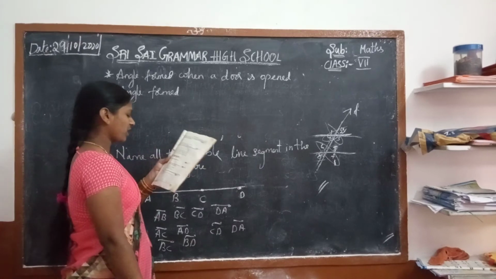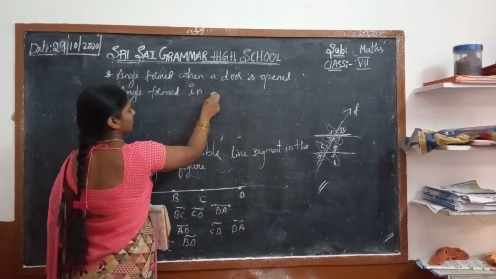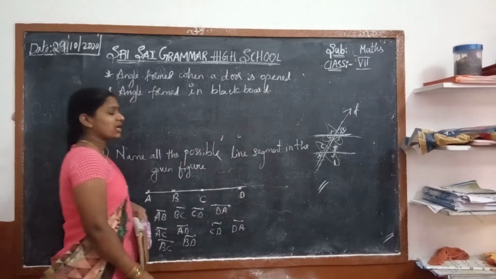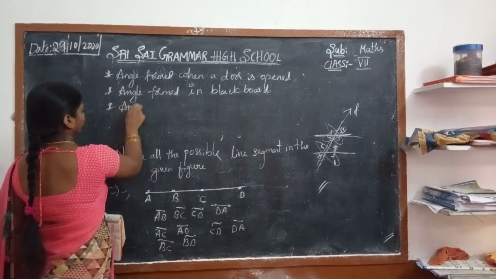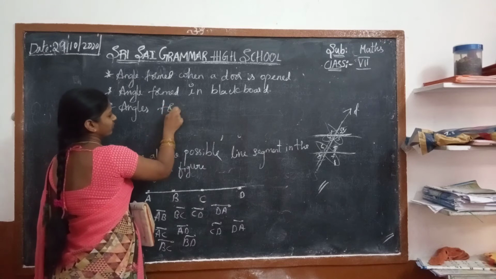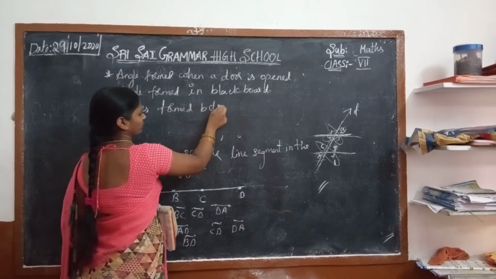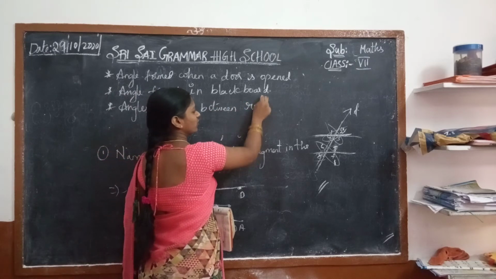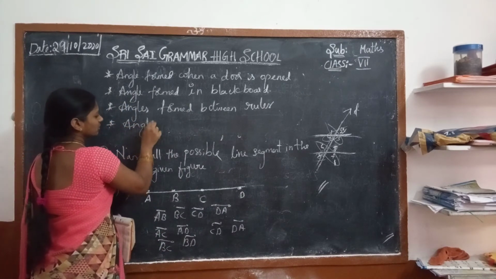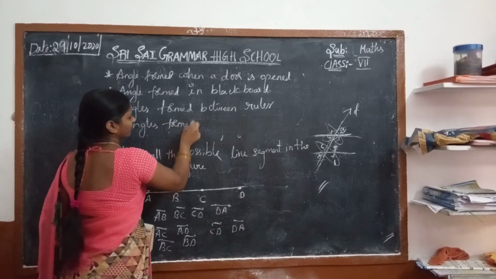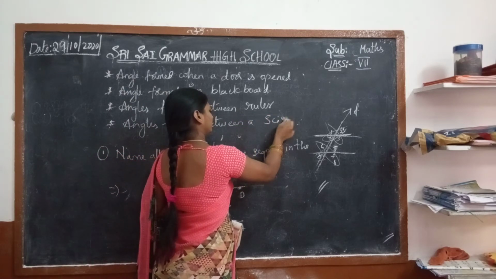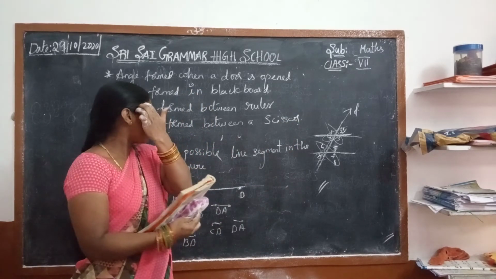Two adjacent angles of a blackboard. Angle formed in a blackboard. Now, angles formed between a ruler, and an angle formed between a scissor. Understood everyone?